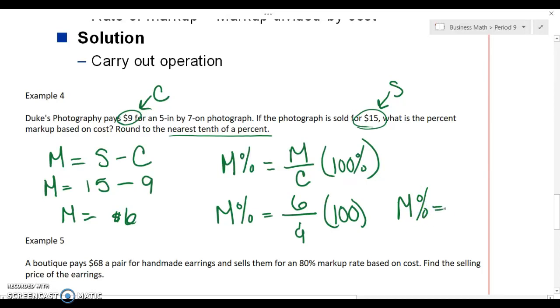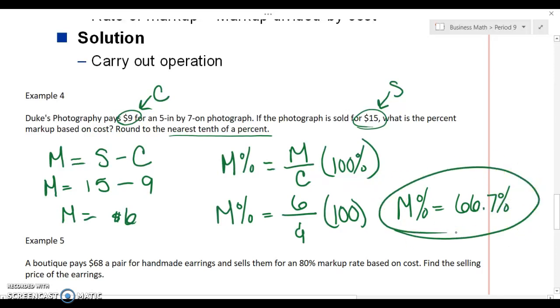They're telling us round to the nearest tenth, so 66.7%. That's the markup based on cost. That's what we just found there, markup based on cost.